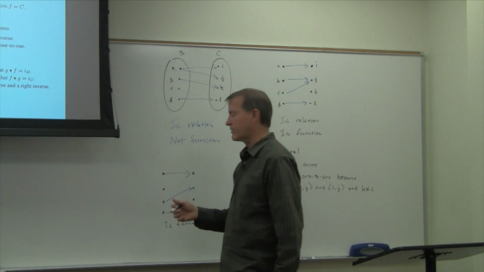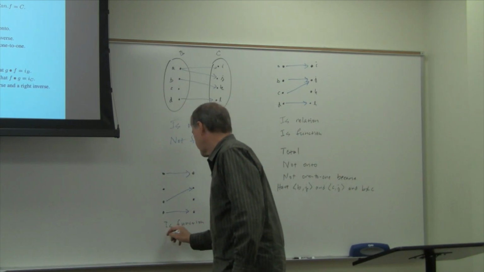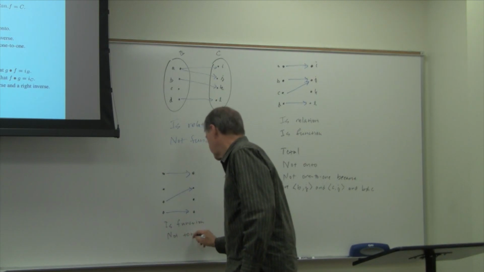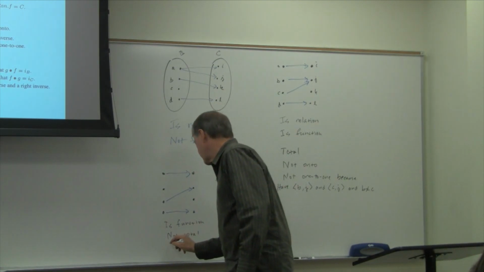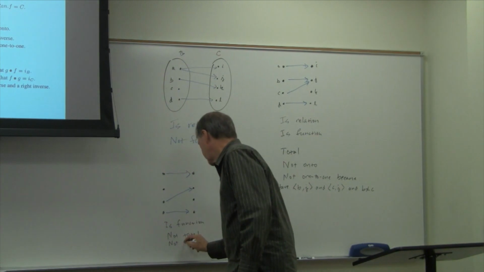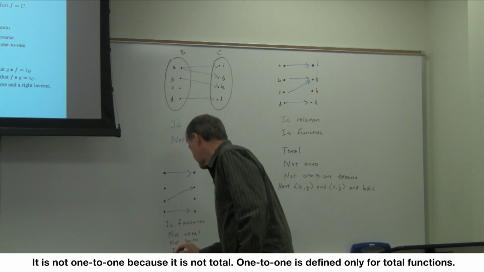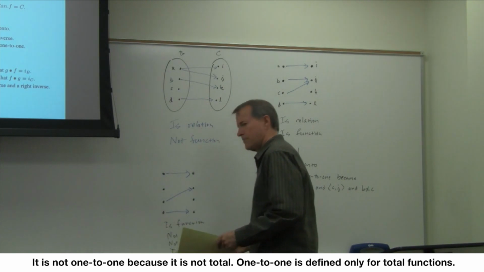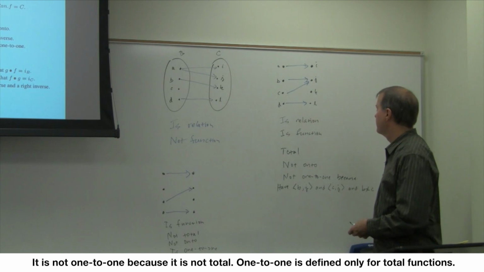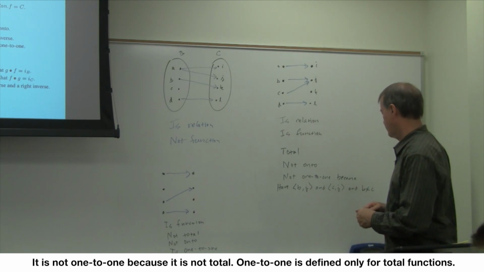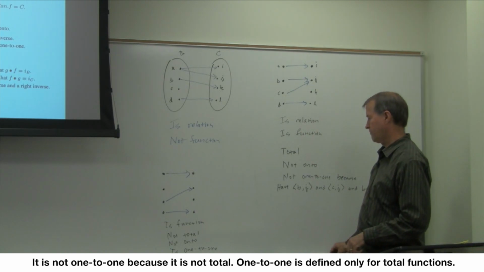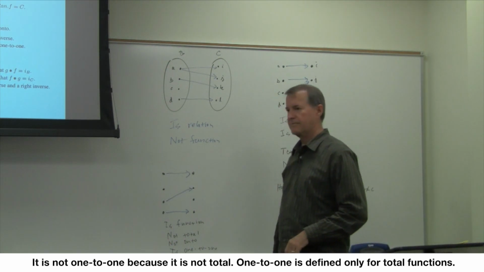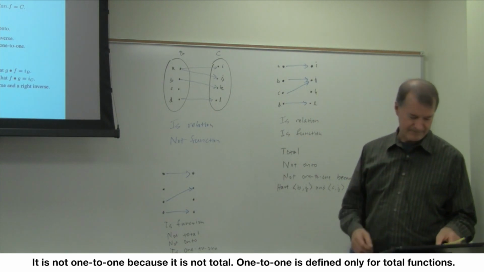And let's do the other three. It's not total, because of this. Not onto, because we're not using the other one. But it is one-to-one. So we barely changed the other one, but because there's no BJ, it is one-to-one. Okay?